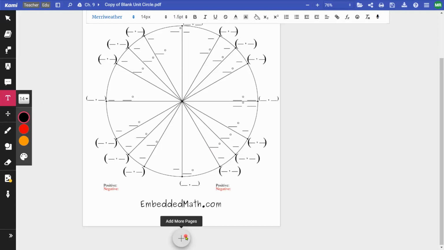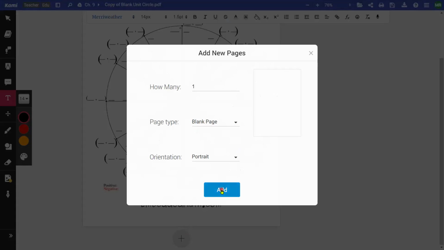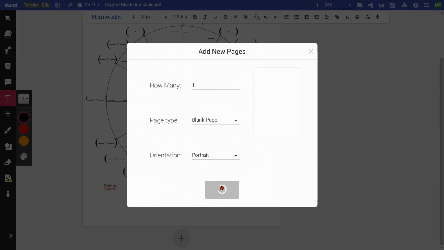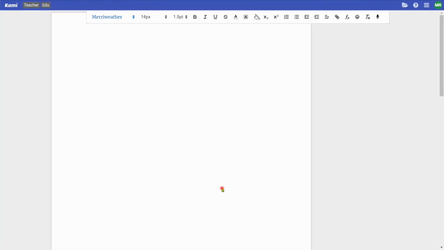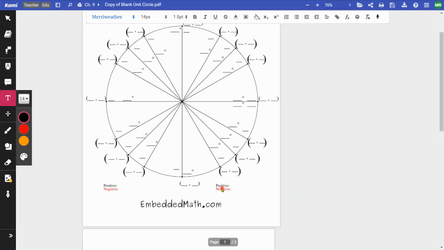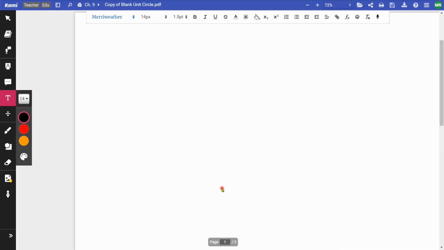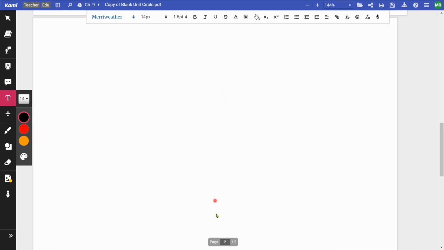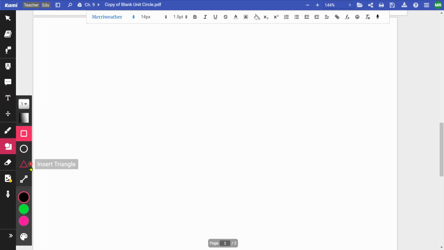So I'm just gonna add a blank page as kind of scratch paper right now. This is gonna be dealing with a unit circle, but I wanna remind us about 30-60-90s and 45-45-90s. I'm just gonna come over and grab a triangle from here. If I want a right triangle, I'm gonna hold the shift.